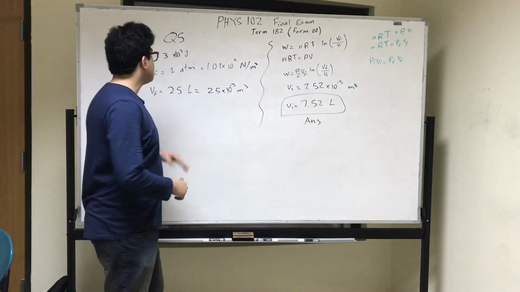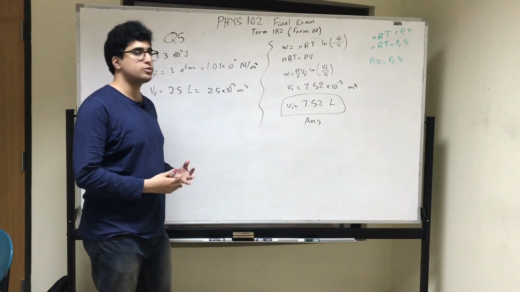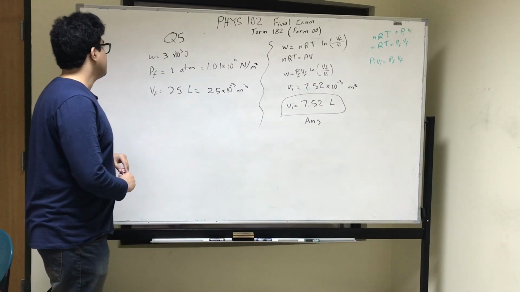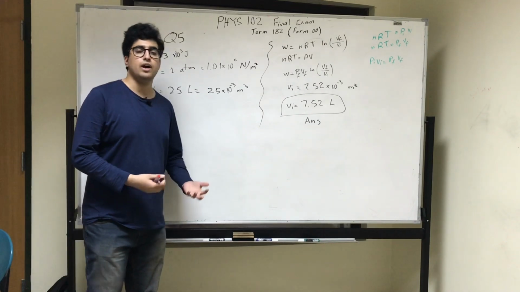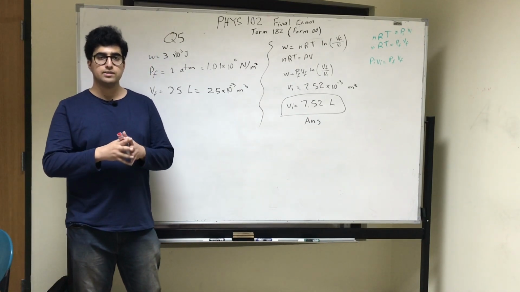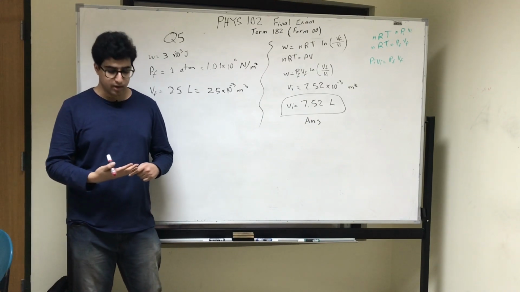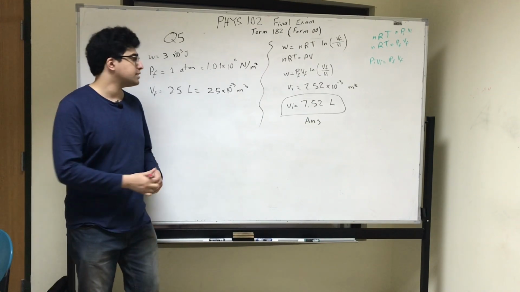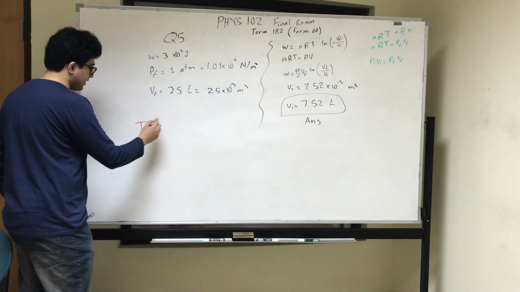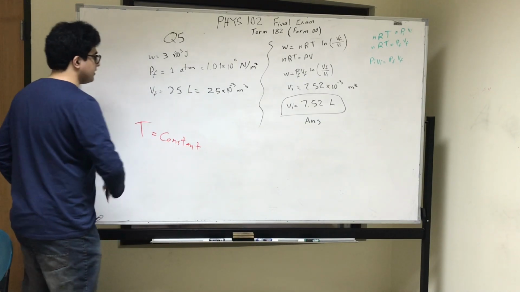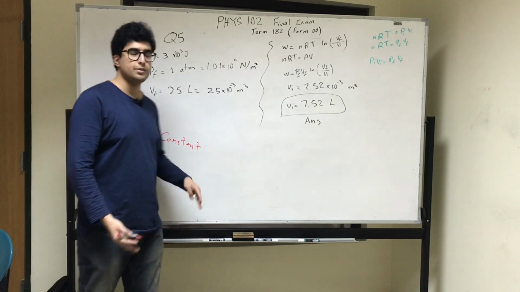Okay guys, so question number 5 is a little bit more challenging than the other questions that we have solved so far. The question says that we have 1 mole of gas that expands isothermally. When we have an isothermal process, it means that the temperature is constant. So isothermal process means constant temperature.